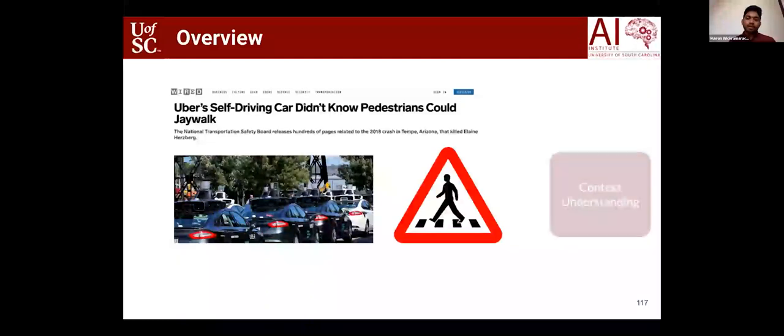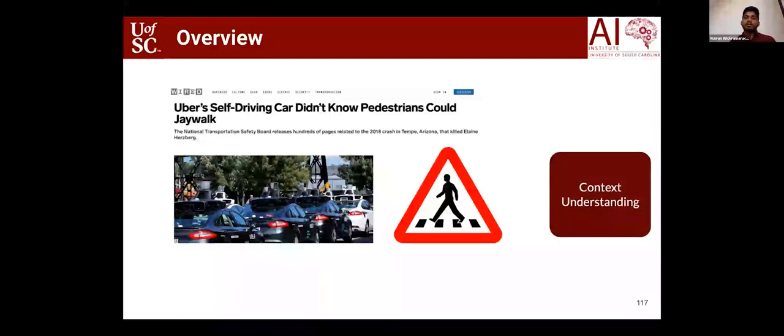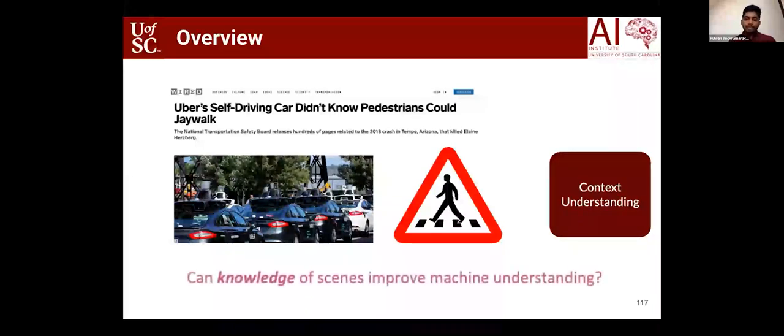This poses the question of whether the AI in current self-driving technology has proper context understanding. We humans, on the other hand, even though we might not have seen a jaywalking pedestrian on the road, know from lifelong experience that we should slow down or brake. With that motivation, the question we are trying to answer here is: can knowledge of automotive scenes improve machine understanding?